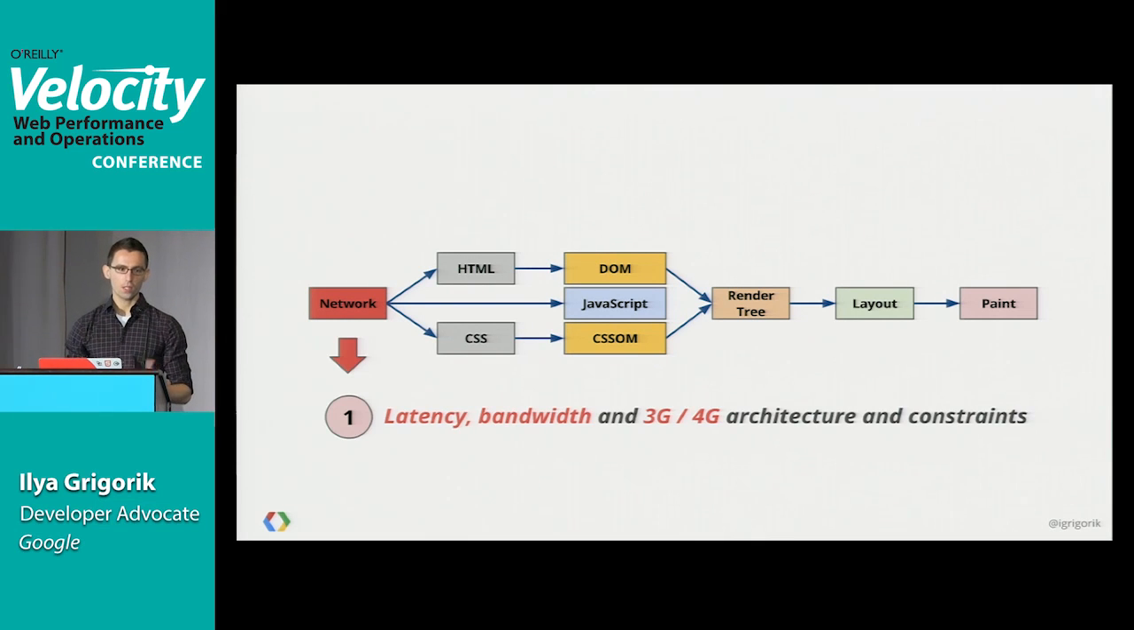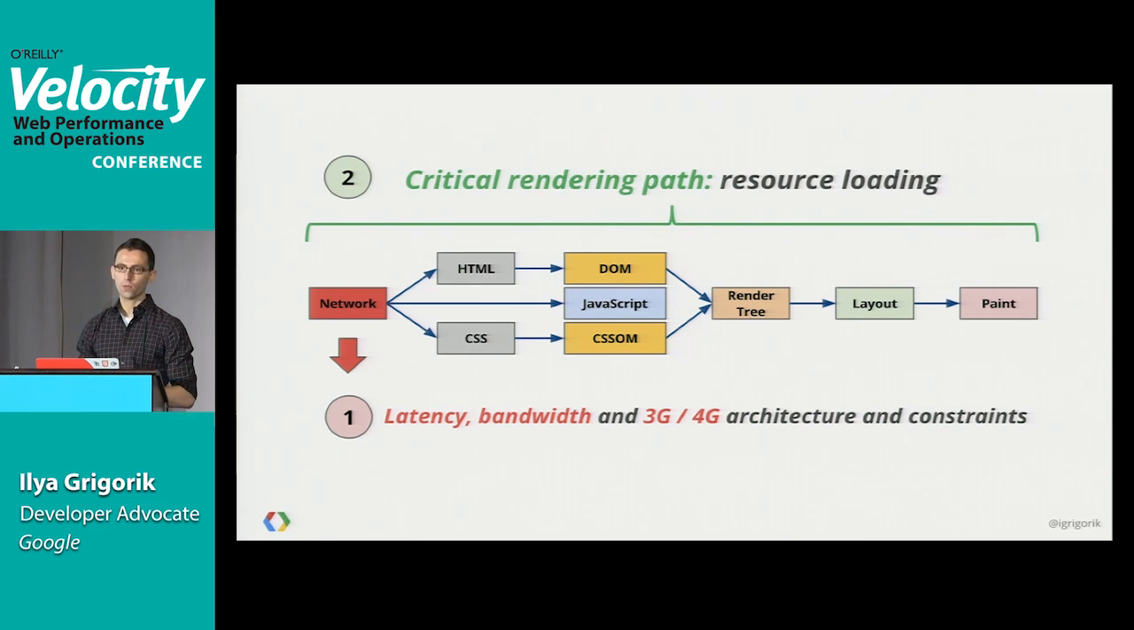First of all, we're going to talk about latency and bandwidth. Specifically, we're concerned about mobile, right? And as you heard in the keynote today, mobile is slow. Wireless networks have their own constraints, and we need to optimize for those. So we're going to cover that for a little bit. And then also talk about what the critical rendering path is for mobile, such that we can get the page visible as quickly as possible.